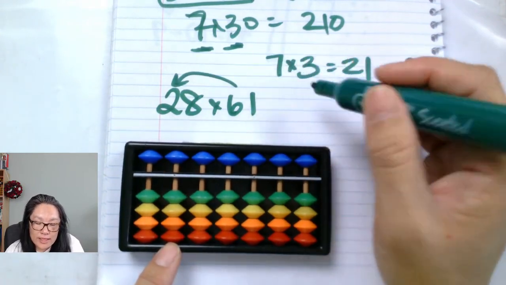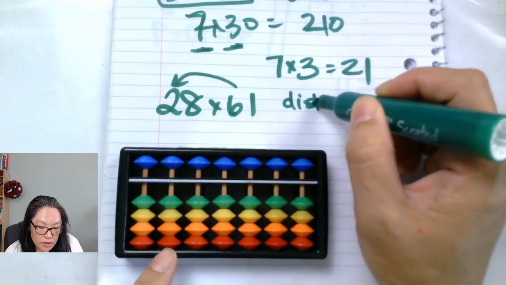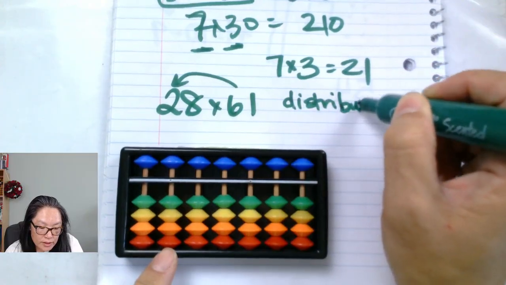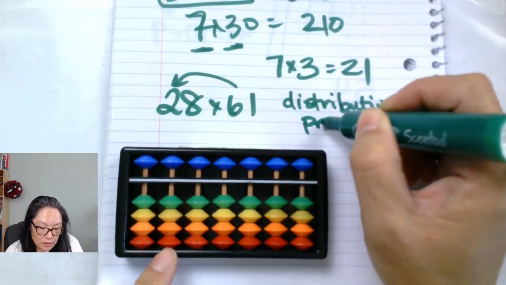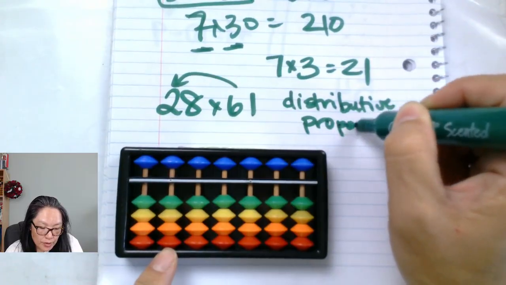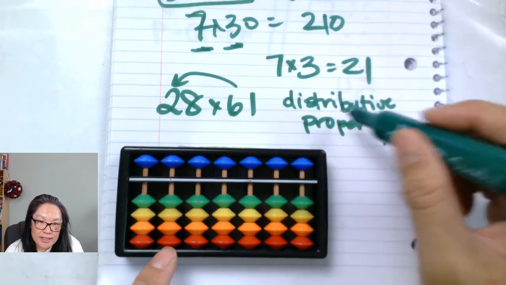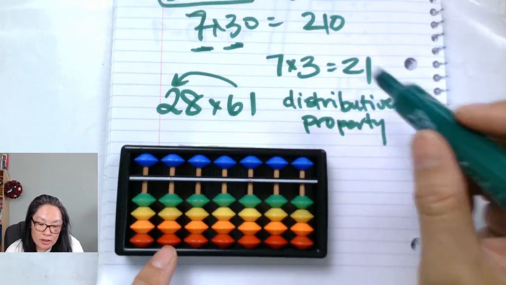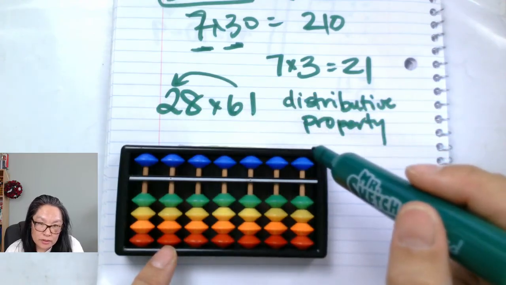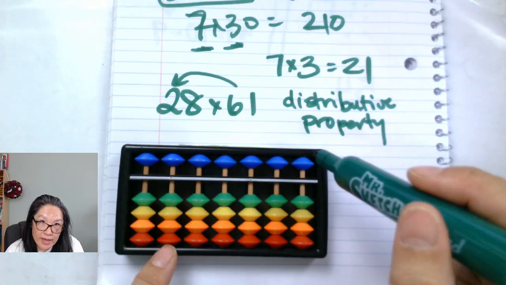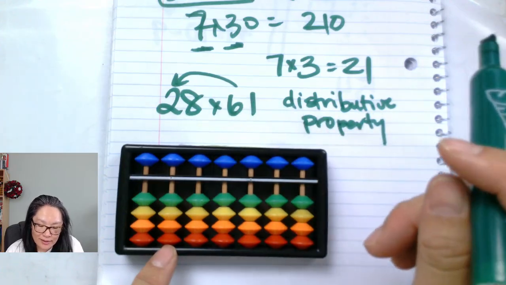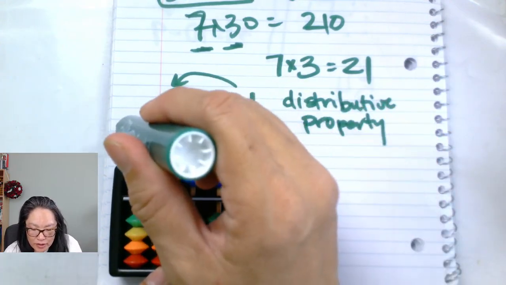So this is called distributive property. This is the very beginnings of algebra. Because this is the very beginnings of algebra, we're doing distributive property. In mainstream math, they're calling this new math. But it's not. It's actually old math.